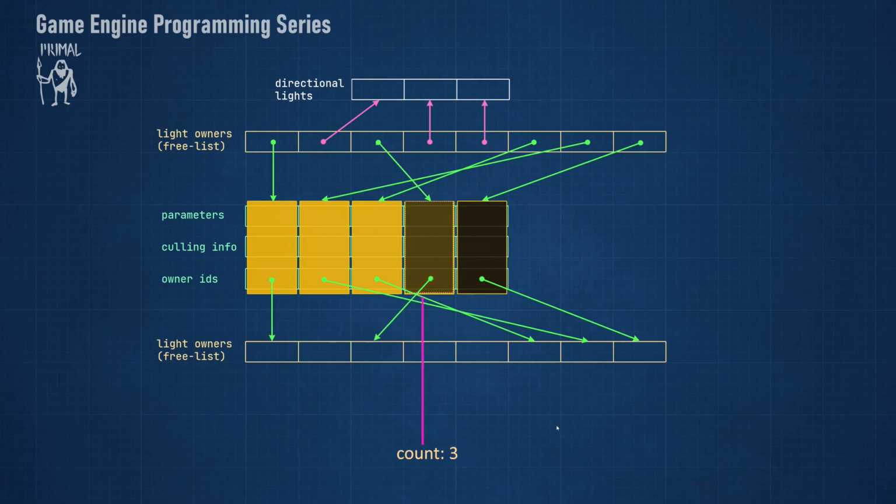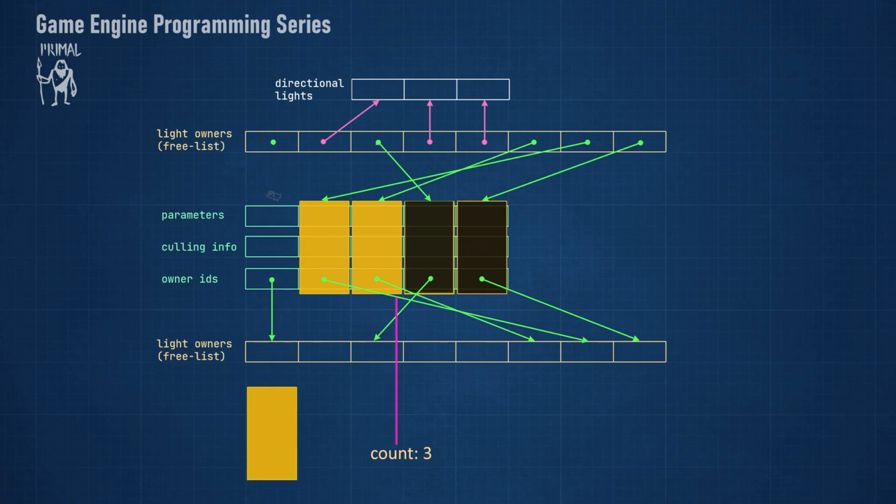And finally, we decrement the enabled lights counter. Now we are left with a tight array again. We can do the same trick when we want to remove a light. However, this time we remove the light owner and also mark the owner ID with an invalid ID.